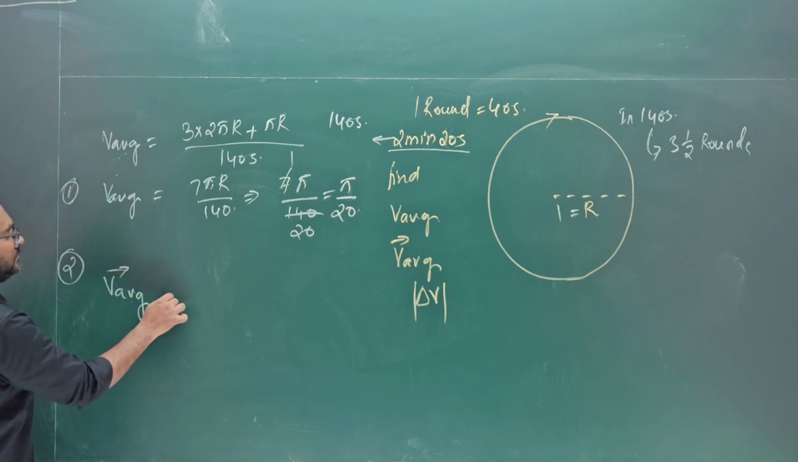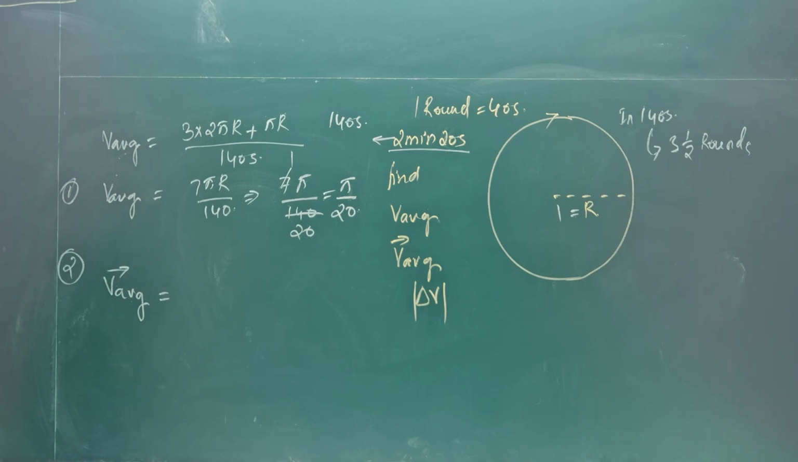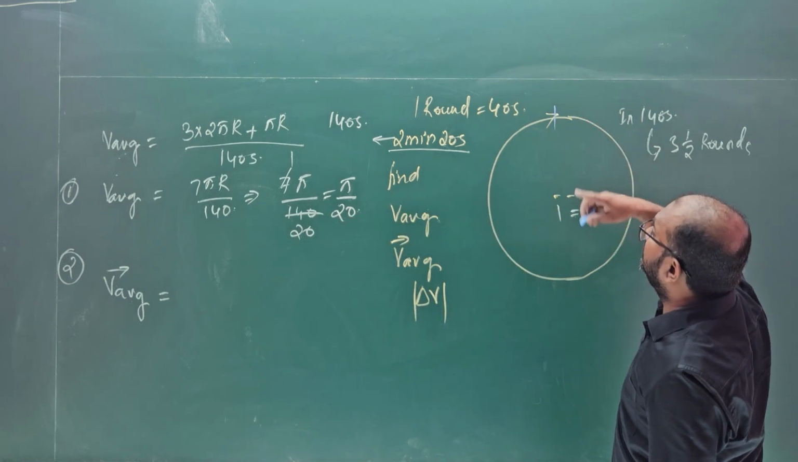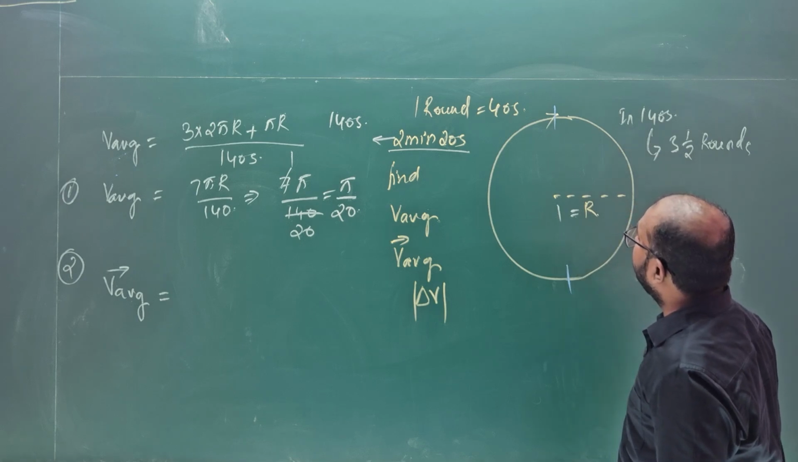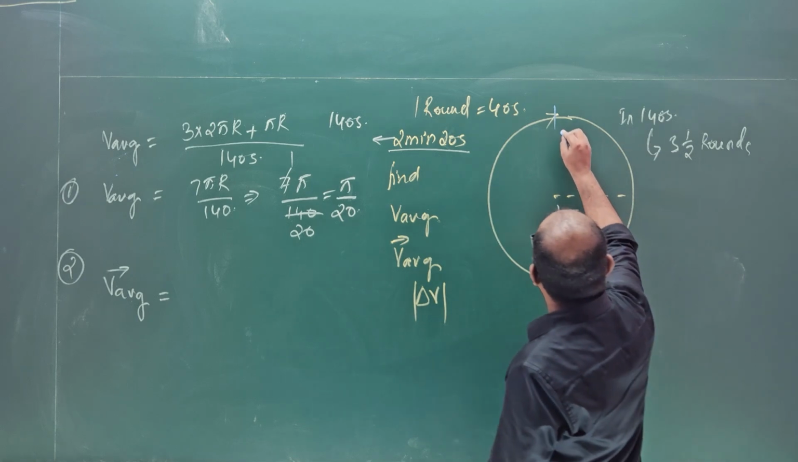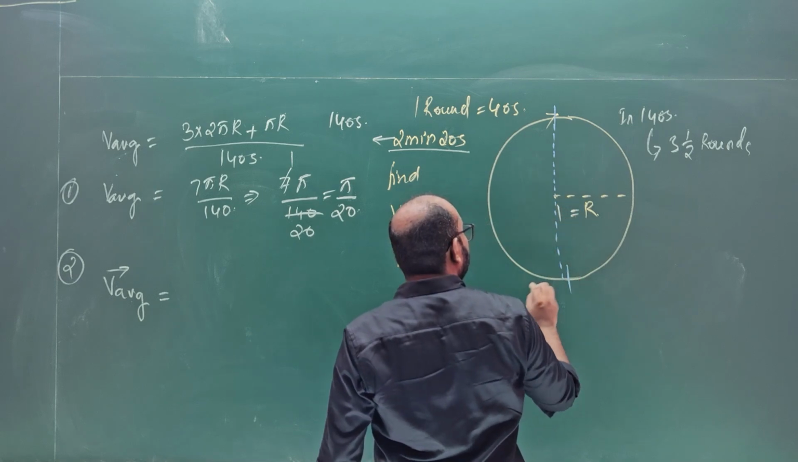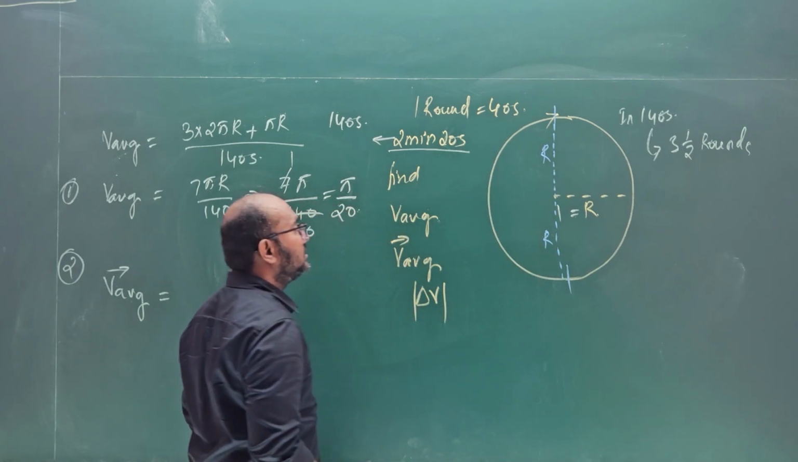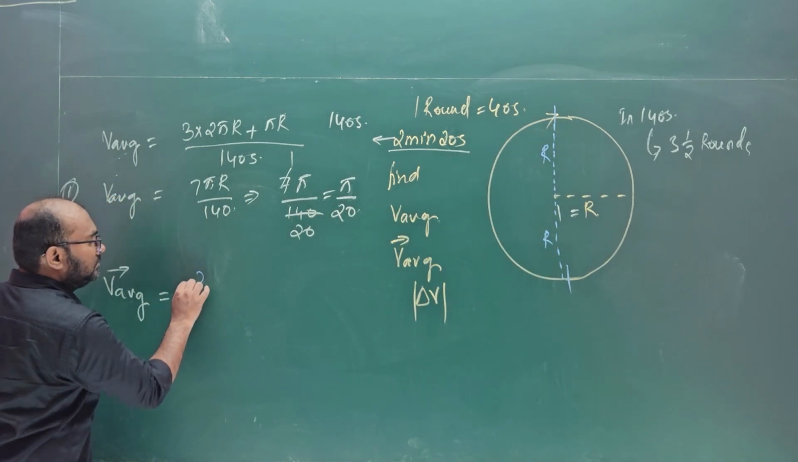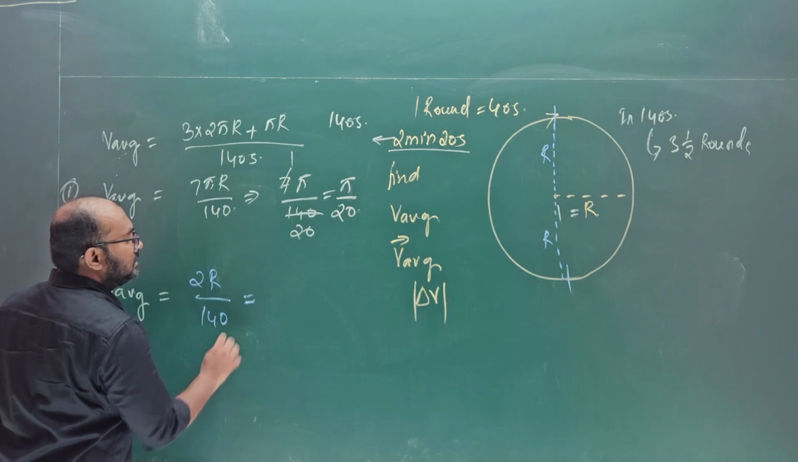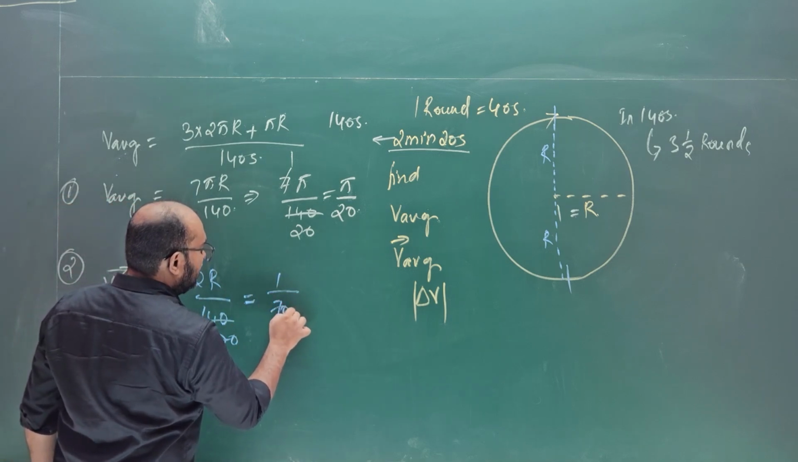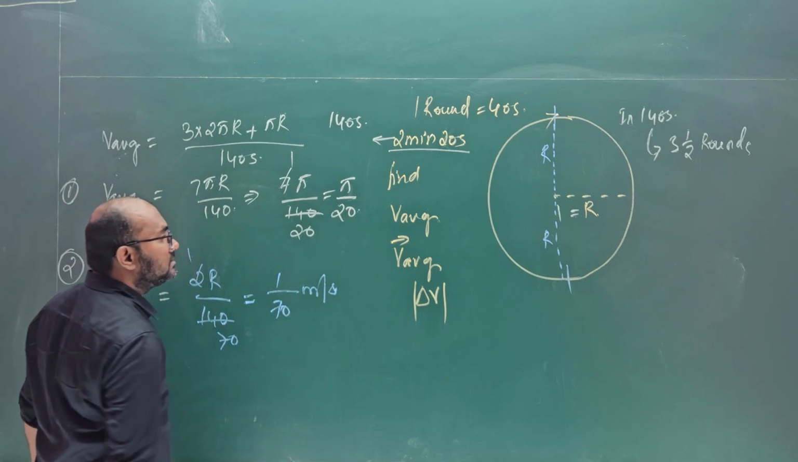Second, average velocity. To calculate average velocity, we first need to find where the body's position is. The body starts from here, goes 1 round, 2, and 3.5 means the body stops here. This is your displacement, and the displacement becomes r plus r, which is 2r. So average velocity is nothing but 2r upon 140 seconds. If we take r as 1, it is 1 upon 70 meters per second.